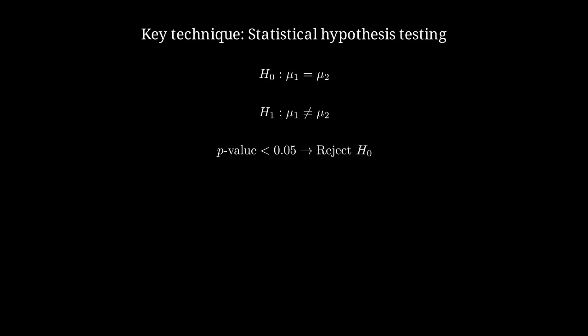A key technique in quantitative research is statistical hypothesis testing, which helps us determine if our findings are significant or just due to chance. We start with a null hypothesis, such as H0, stating that two population means are equal. Against this, we test an alternative hypothesis H1, stating the means are different. If our p-value is less than 0.05, we reject the null hypothesis with 95% confidence.